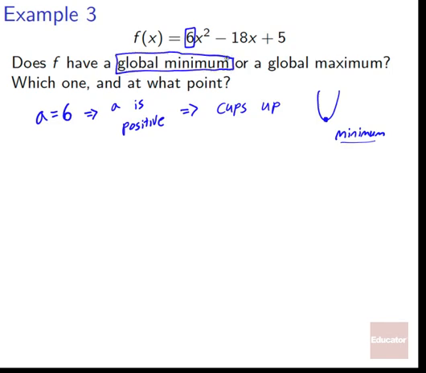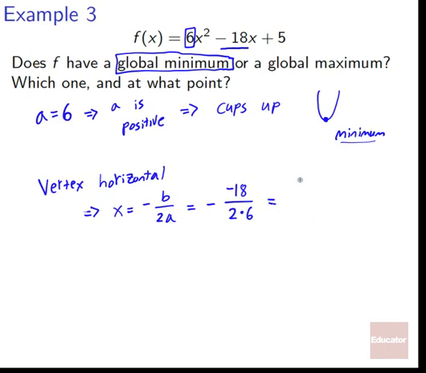Now, where is it going to happen? The vertex horizontally is x equals negative b over 2a. So what's our b? Our b is negative 18, remember, because it's ax squared plus bx. So we've got negative, what's b? Negative 18 over 2 times, what was our a? 6. We simplify this out, so we get positive 18 when those negatives cancel over 12 equals 3 halves. So our x location is at 3 halves.